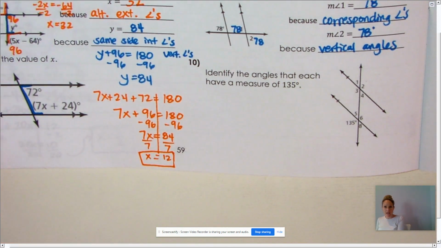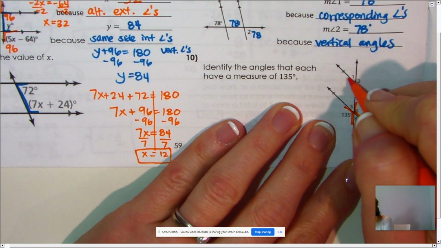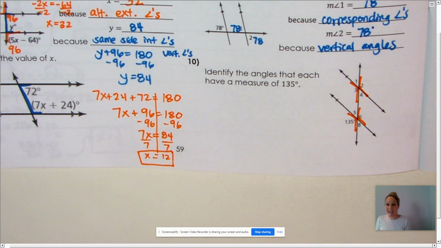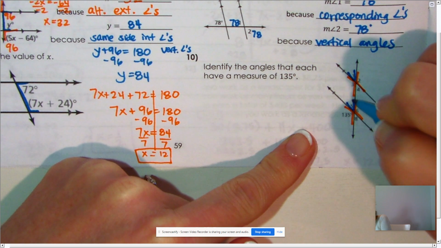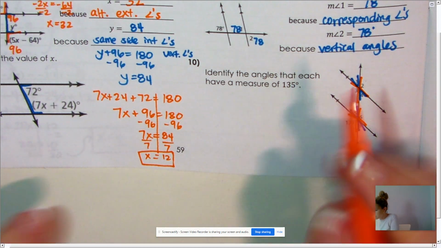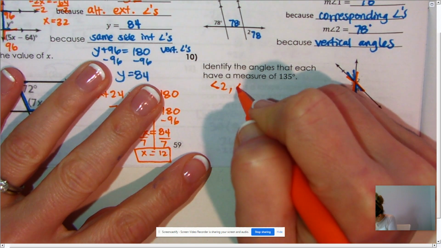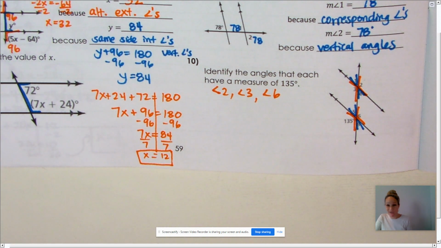Question number 10, it says identify the angles that each have a measure of 135. So hopefully you guys can see that there's fat angles and skinny angles. All of the fat angles, or obtuse and acute, if you want to use the right words, all of those orange angles are equal to each other. All of these little blue angles would be equal to each other. So the little ones would all be equal and the big ones would all be equal. So any of those orange ones, I'm just going to give the numbers of them. So angle 2, angle 3, and angle 6. And that is it for your Unit 2 review.